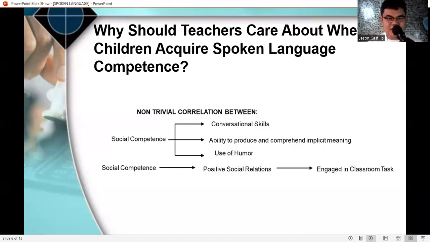So the paper also shows this diagram that, just like what I've mentioned a while ago, a child has a spoken language competence if he also possesses social competence. And this social competence has a relation to conversational skills. Of course, we remember we cannot socialize with others without talking to one another.